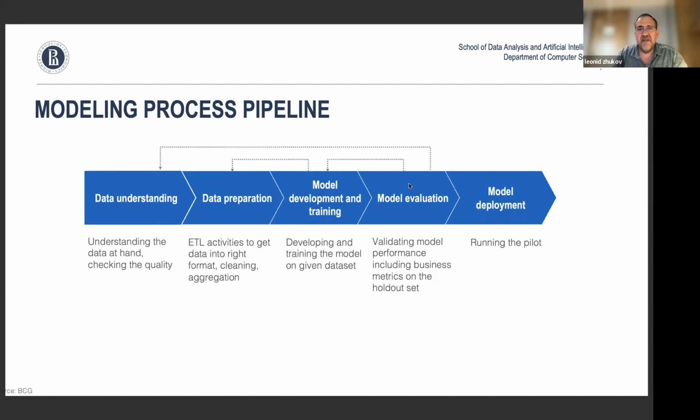Then you do model development and try to train the model. There are methods to verify the quality of the model, and a model never works right away. You need to get used to it. So you start developing the model, it doesn't work, then you fix the data preparation. Then you start evaluating the model, it doesn't work, you go back to data understanding, et cetera. This is a cycle, and you can go through it many, many times until you're ready to do the proof of concept, get to the pilot, and eventually interpret the results.